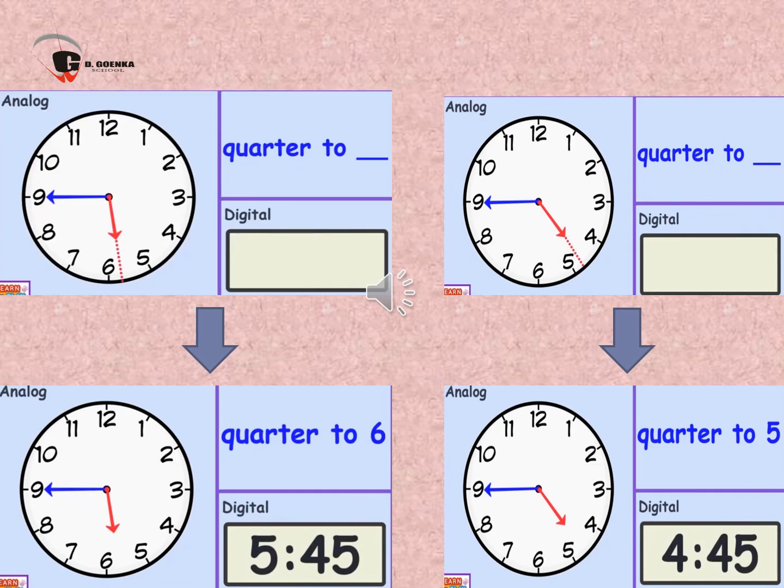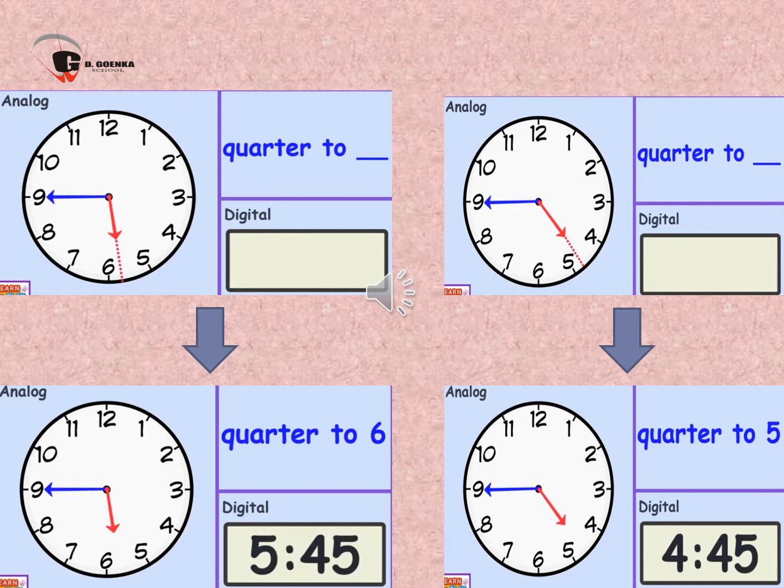Example third. Here the minute hand is at number 9 and the hour hand is just behind number 6. So what is the time here, kids? Yes, it's quarter to 6 or 5:45. 9 represents 45 minutes on the clock.